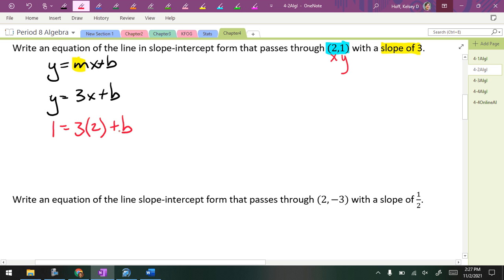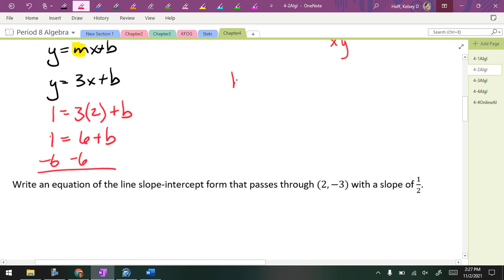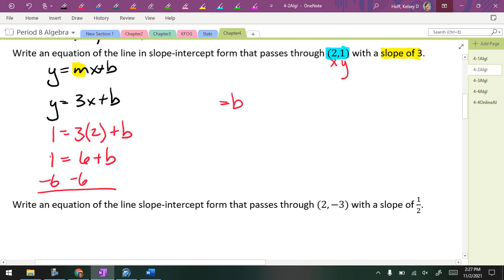Note, 2 went in parentheses. Why is it important that 2 goes in parentheses? So you know you're multiplying. Nicely done. 3 times 2 is 6. To get b by itself, I need to subtract 6. So b actually equals, now don't circle that. It doesn't say find me the y-intercept. It says write an equation in slope-intercept form. So what is my final answer?